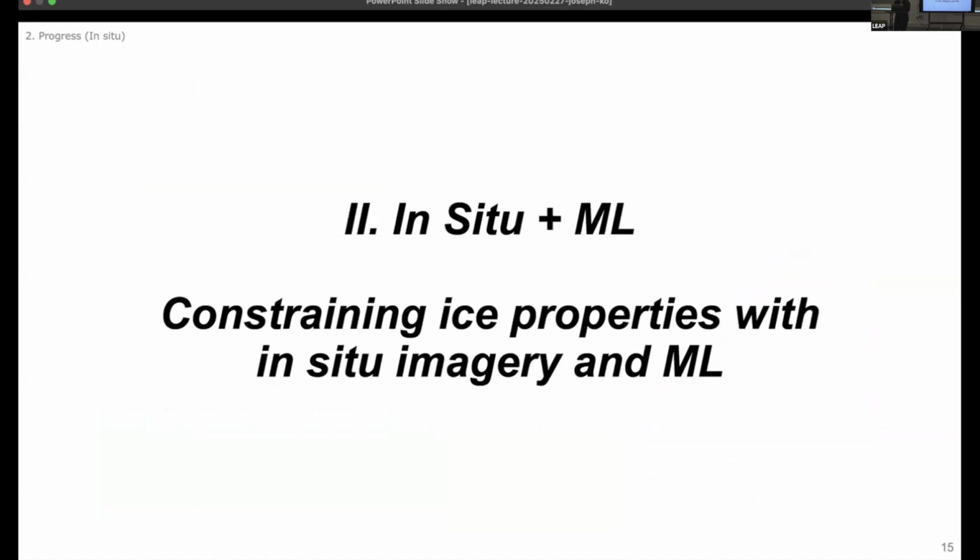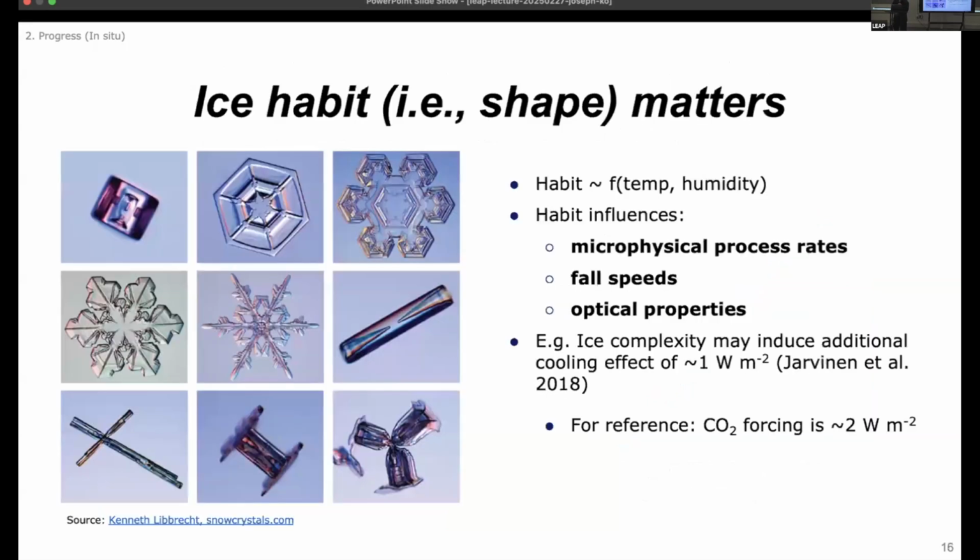Now I'll shift into some of the work I've been doing with in situ optical imagery and synthetic data, where we want to constrain some relationships between mass and size, which are important for microphysics. The context of this is that shape of ice matters. Shape is generally thought to be a function of its environmental history, and the shape influences the process, and vice versa. It's a two-way street, right?